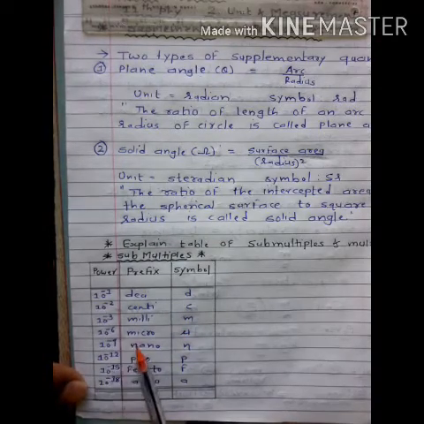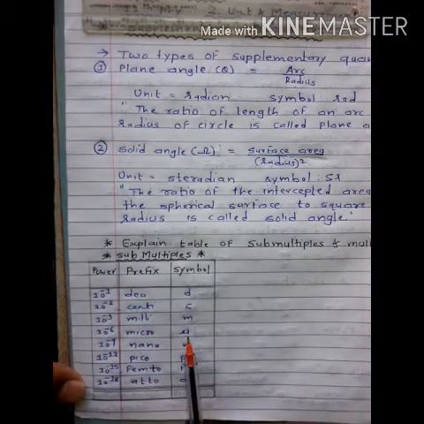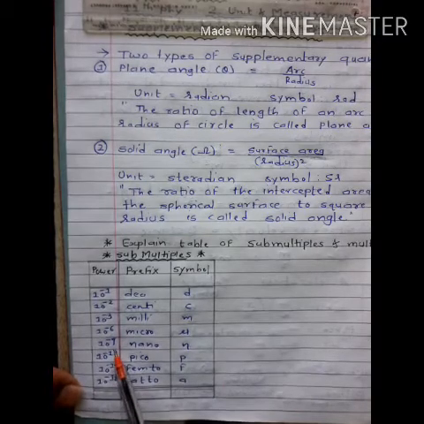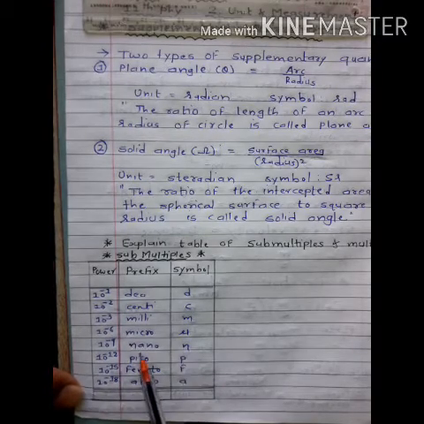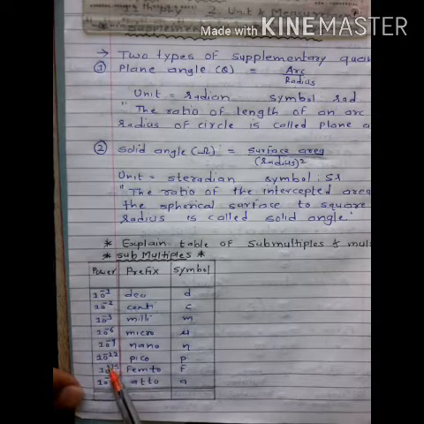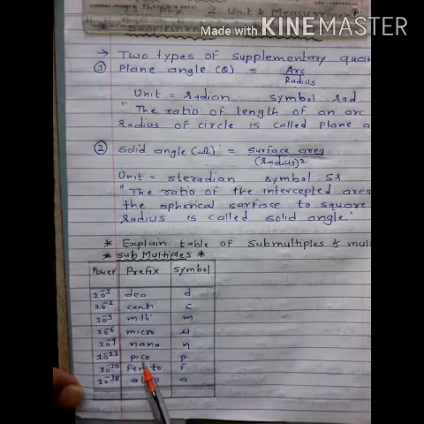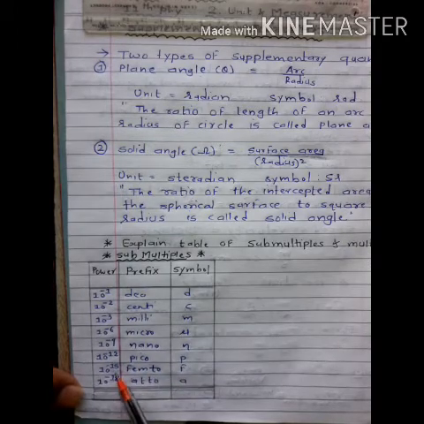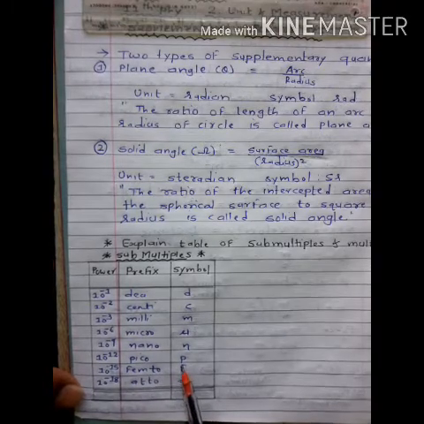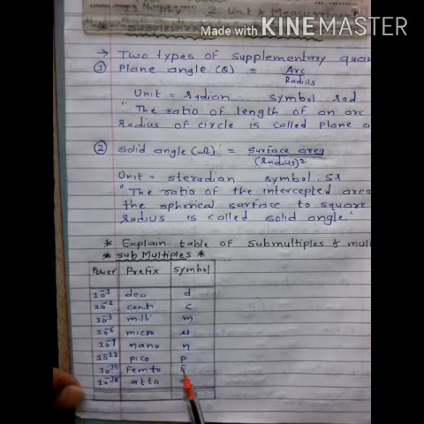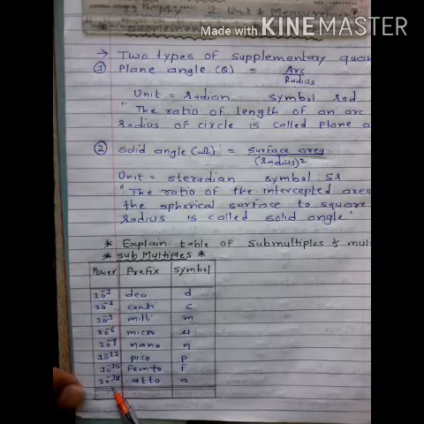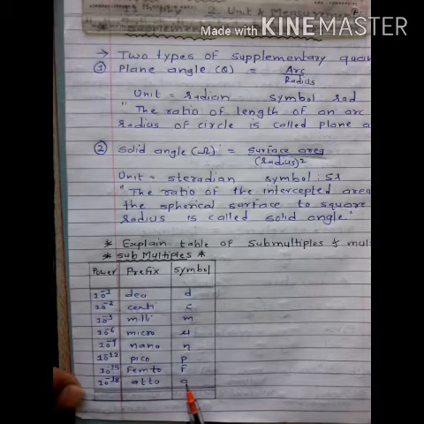Next 10 raised to minus 6. Micro. Symbol mu. This is the simple symbol mu, micro. 10 raised to minus 9, nano, symbol n. These are familiar submultiples for all of us. 10 raised to minus 12, pico, symbol p. 10 raised to minus 15, femto, symbol f. Generally nuclear distances are measured in this submultiple. 10 raised to minus 18, atto, symbol small a.